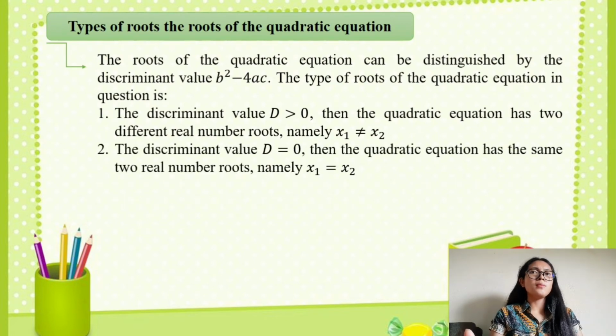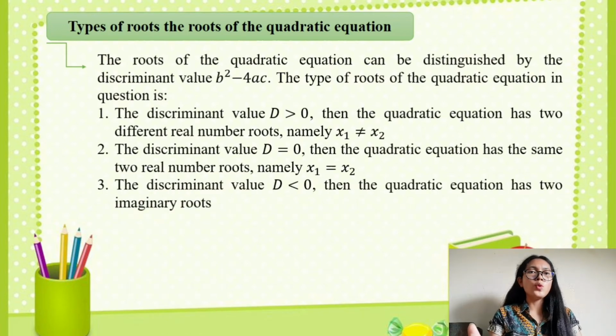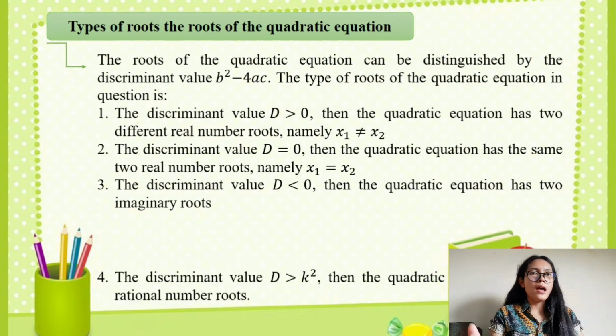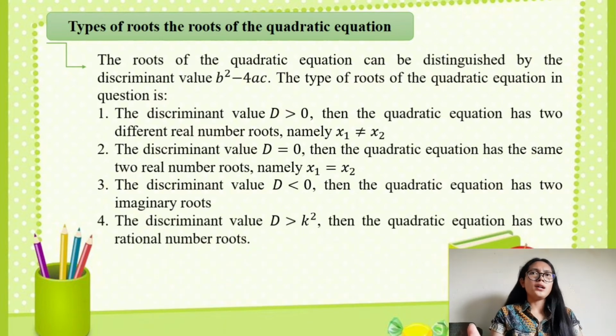Then 2. If the discriminant value D equals 0, then the quadratic equation has two equal real number roots, namely x1 equals x2. 3. If the discriminant value D is less than 0, then the quadratic equation has two imaginary roots. The last, if the discriminant value D is a perfect square, then the quadratic equation has two rational number roots.